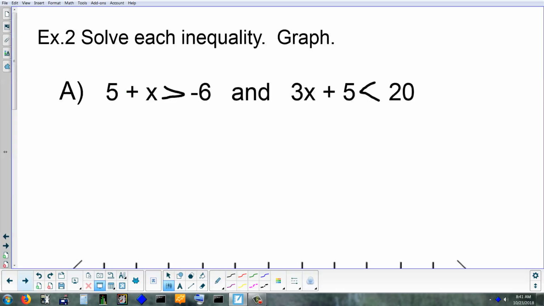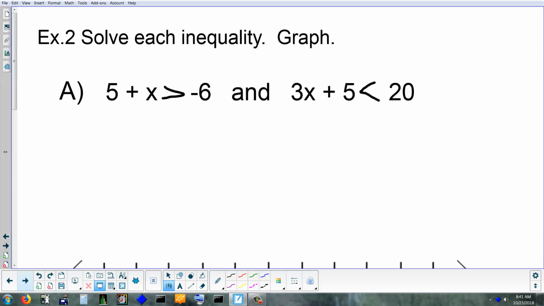Alright, so let me ask you first, is this inequality going to be a conjunction or a disjunction? Conjunction, why, Chris? It has the word and, right? In example B, you'll see we'll give you one where it's set up with the word and not written there. So we'll give you one of each. One with and written, one with and not written.